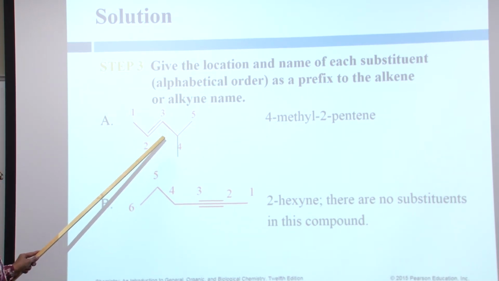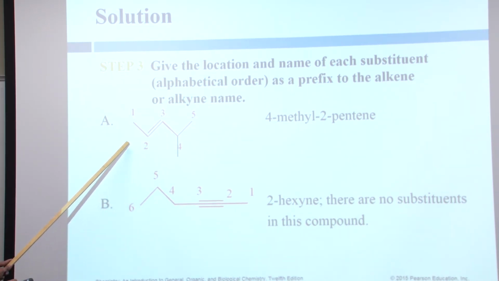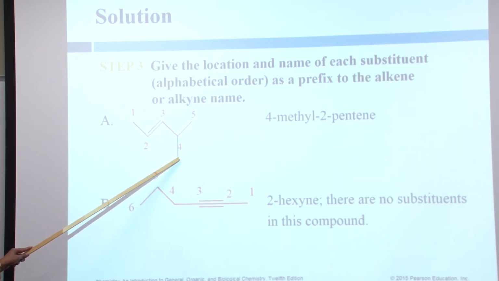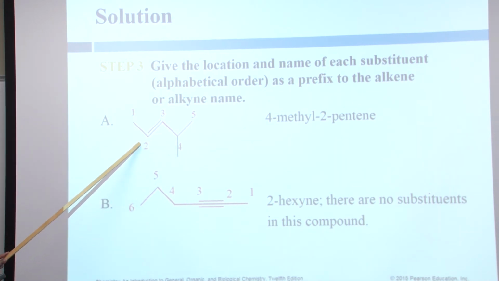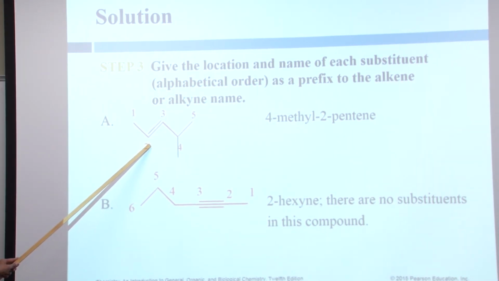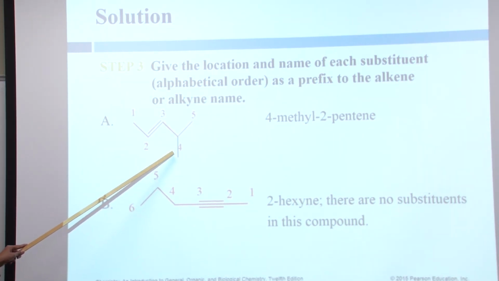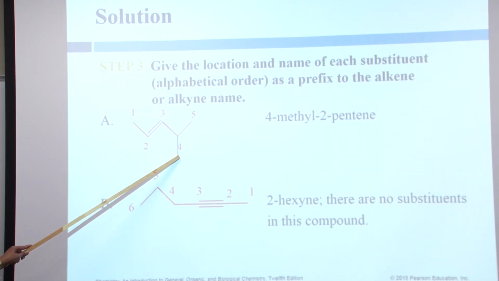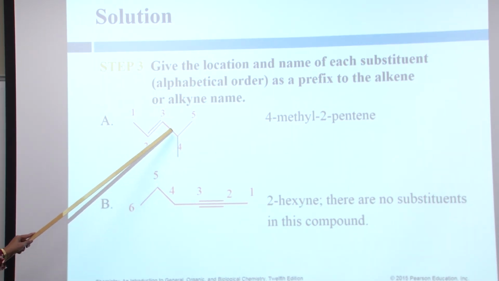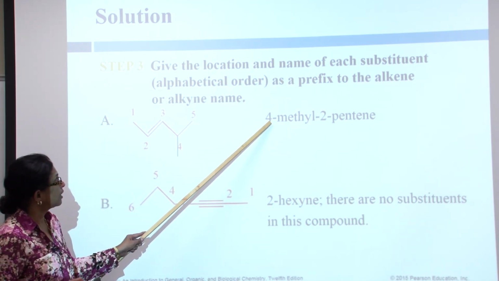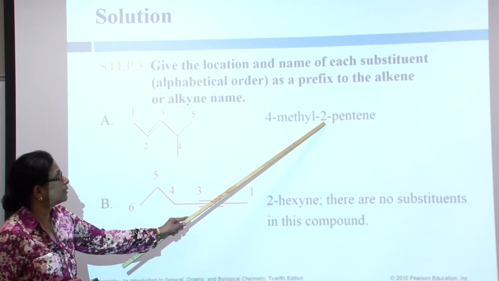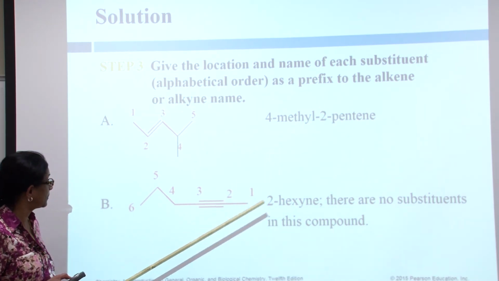Next, step 3. Now, give the location. So I have numbered the chain already based on the double or the triple bond. So this is carbon 1, this is carbon 2, 3, 4. Carbon 4 has the substituent. So the double bond takes the lower number, and then the substituent will get the number it is located at. So this is a methyl, there is your carbon CH3. So 4-methyl. Carbon 4 has the methyl. Carbon 2 has the double bond.